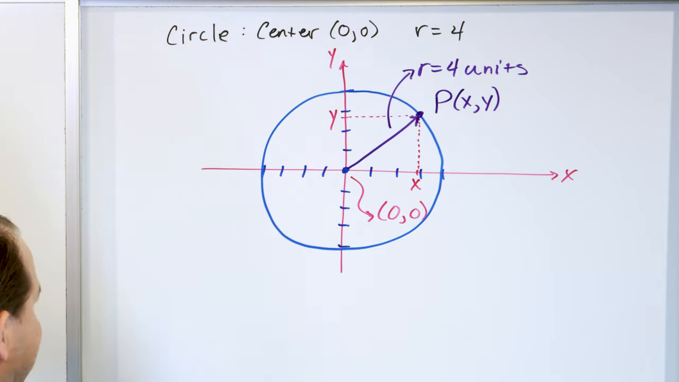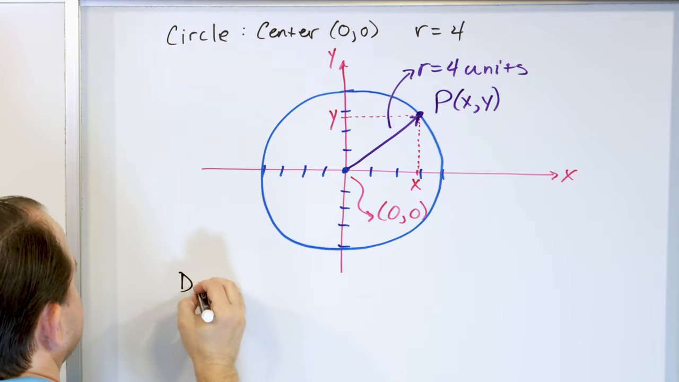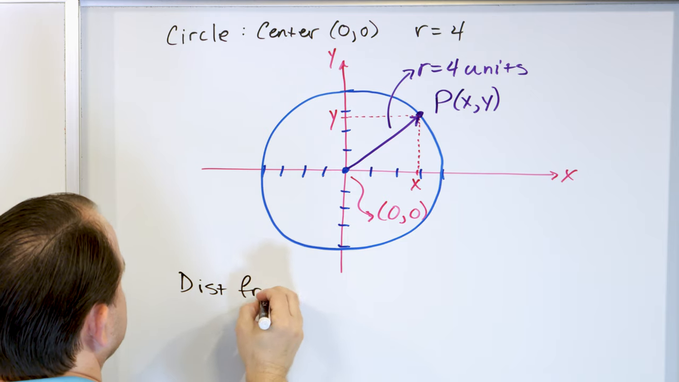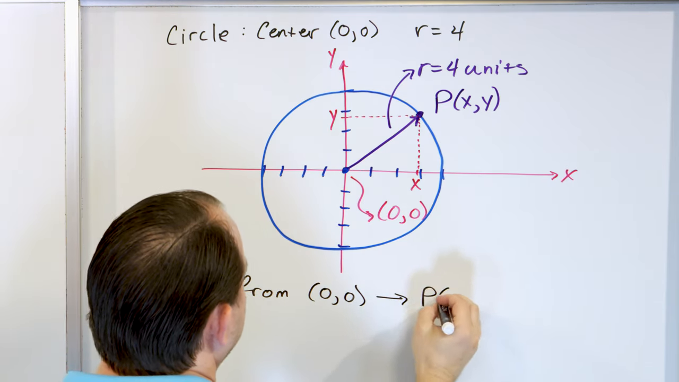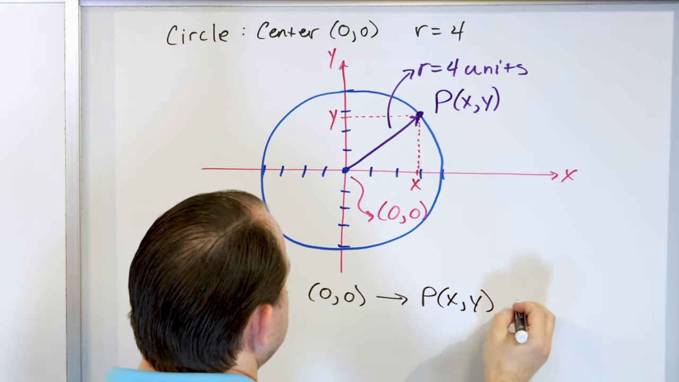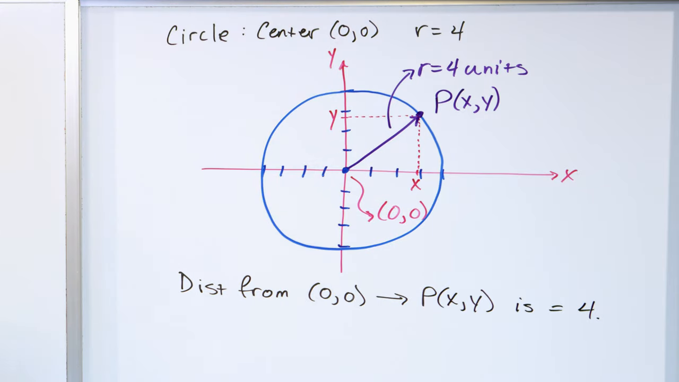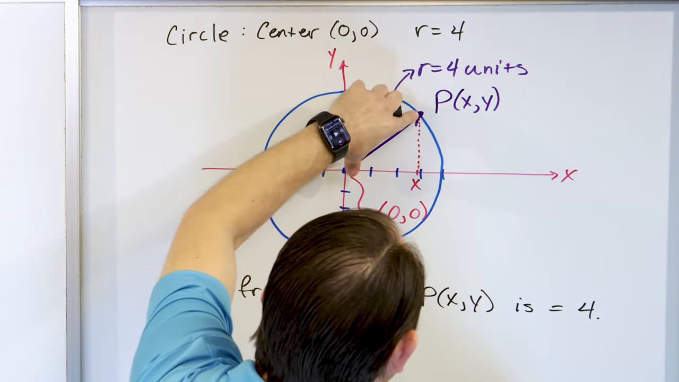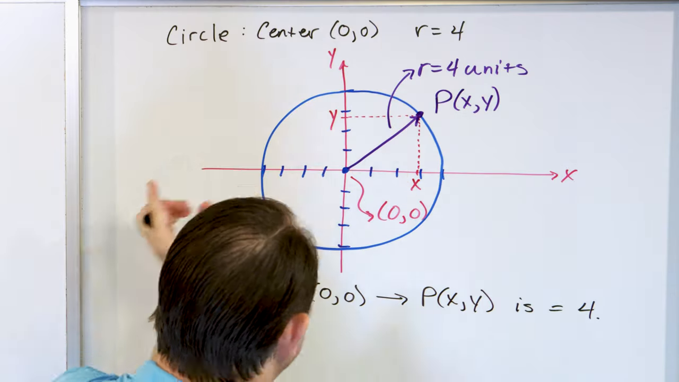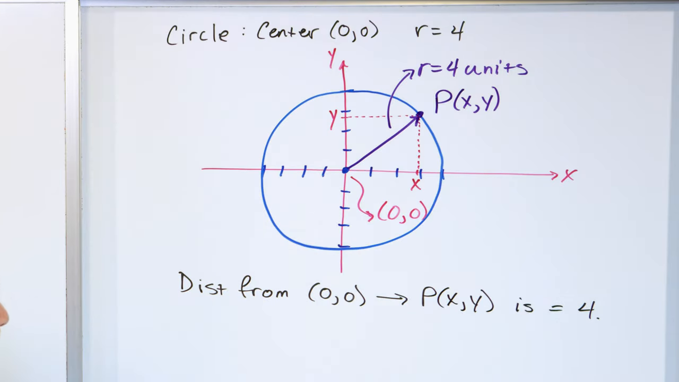So how can we write down what we need to figure out? We know the distance from 0, 0 to whatever point we care about, x, y, is equal to 4, for this particular circle, 4 units. I drew the point here, but I could have drawn the point here or here or here. It doesn't matter. Whatever the point is, the distance between the center and that point is 4 units.